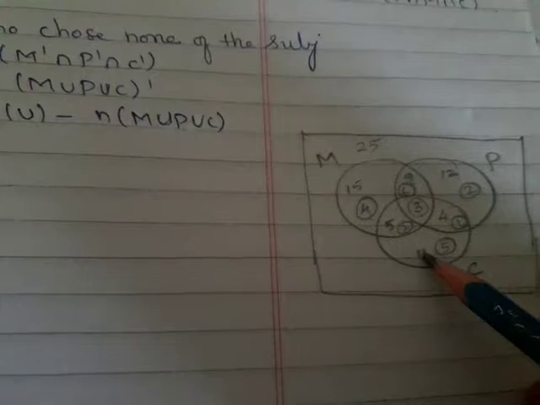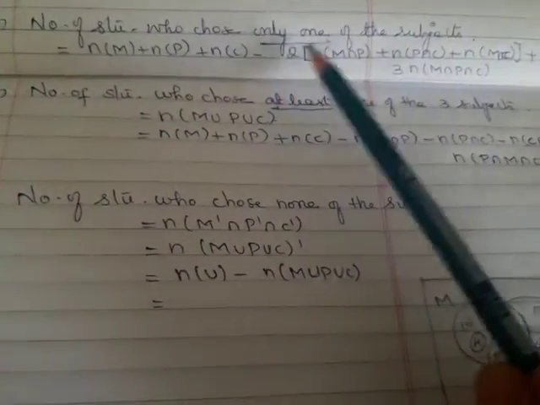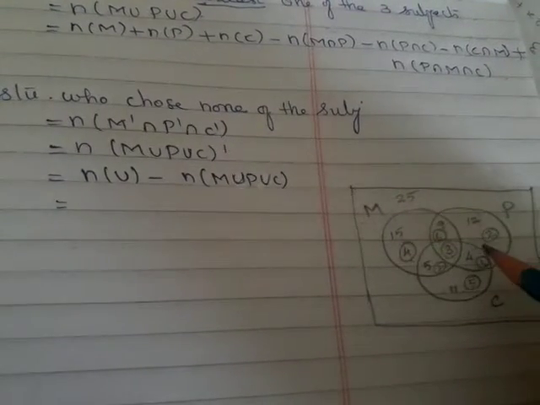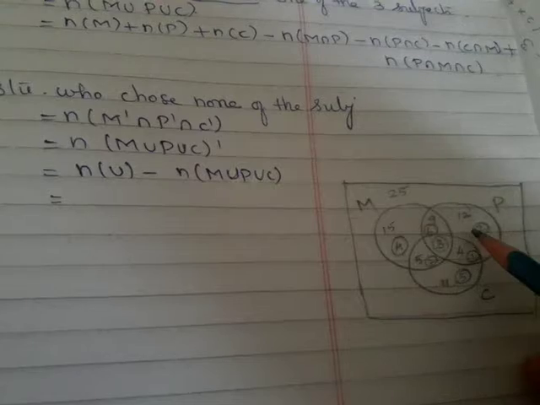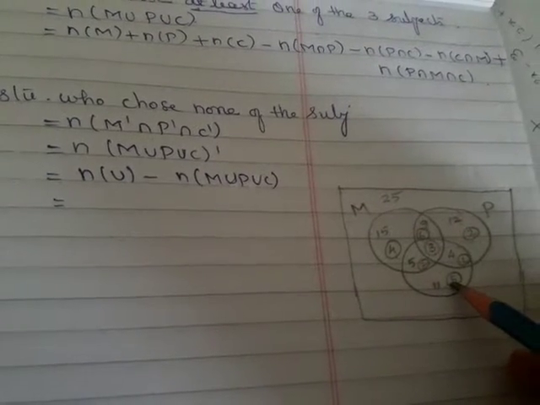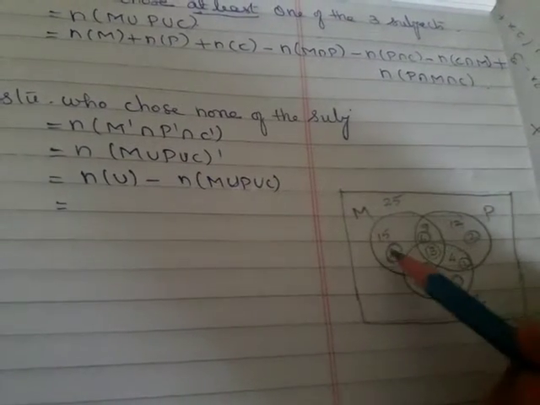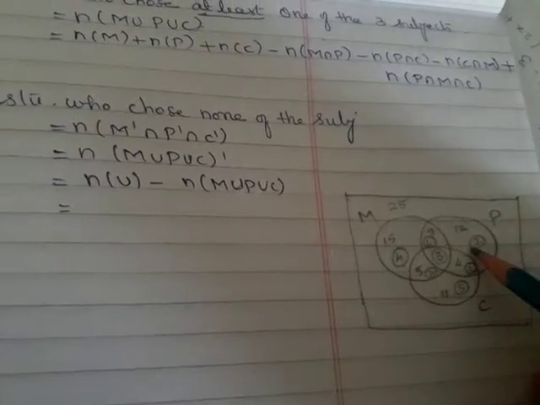Only chemistry is 11. The number of students who chose all the 3 subjects. Now how will you find this? Those who have chosen only one of the subject: only maths, only physics, only chemistry. So you have to add 4 plus 2 plus 5. 4 plus 5 is 9, 9 plus 2 is 11. So 11 students have chosen only one of the subject.